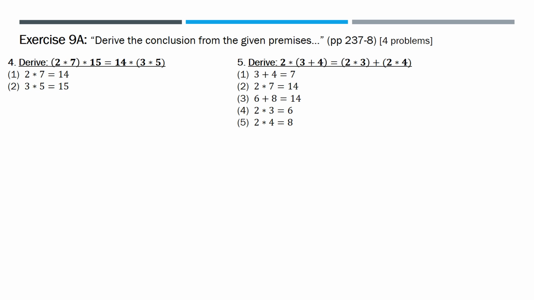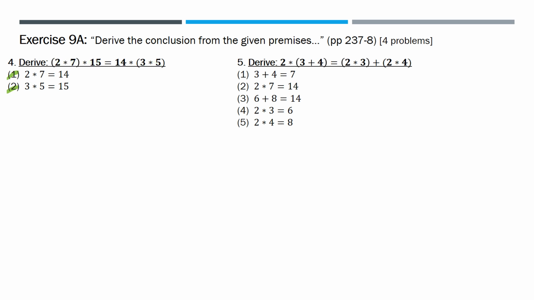Trust me on that. On number 4, we need to derive that 2 times 7 times 15 is equal to 14 times 3 times 5, based on only two premises, that 2 times 7 is 14, and that 3 times 5 is 15. How should we go about this?